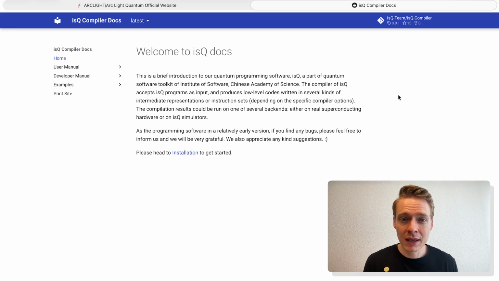So this ISQ is the quantum programming software that they've developed, right? China's first, I guess, or maybe most relevant quantum programming software, which is this ISQ. We've talked about that before, right? So it's spanning across different layers of the quantum software stack. We see here that the compiler QuantumQ accepts ISQ programs as input and produces low-level code, and so on and so forth. But there are also simulators and so on. Okay, so if you're interested in that, check out this documentation.